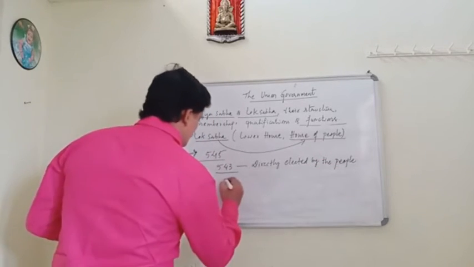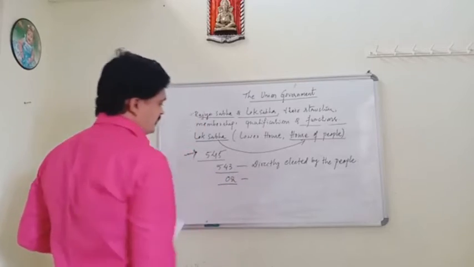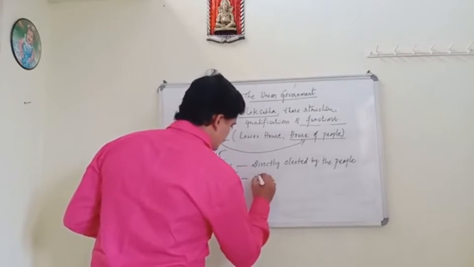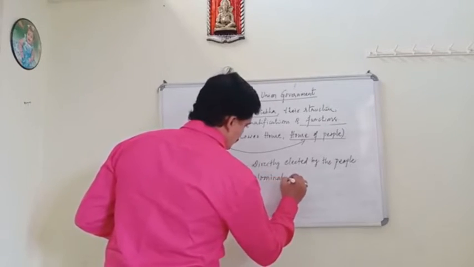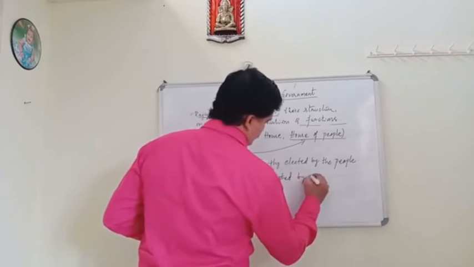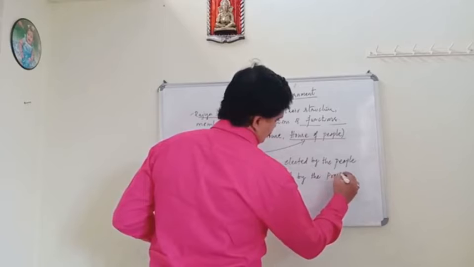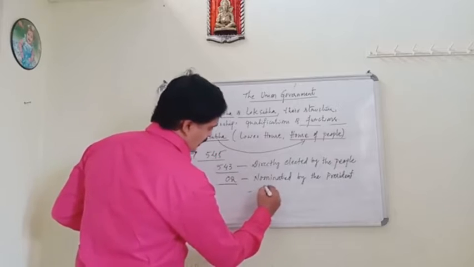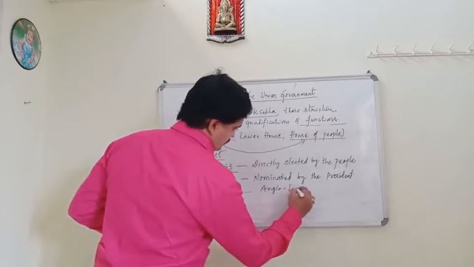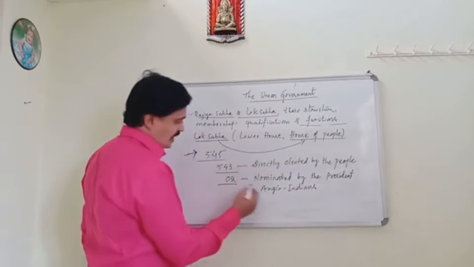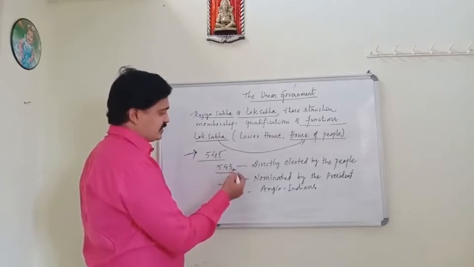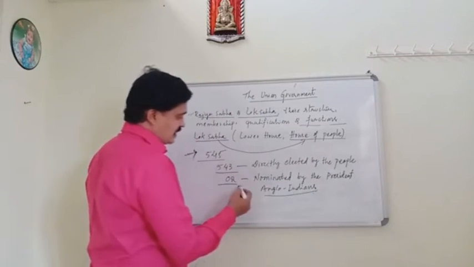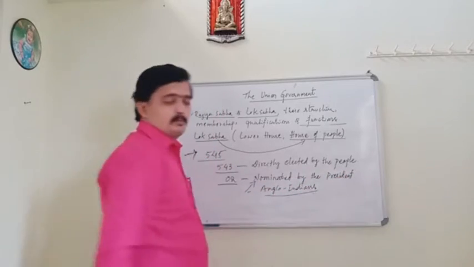The remaining two members are nominated by the president. The two members are Anglo-Indians. So 543 are directly elected by the people, and the remaining two are Anglo-Indians, and they are nominated by the president.